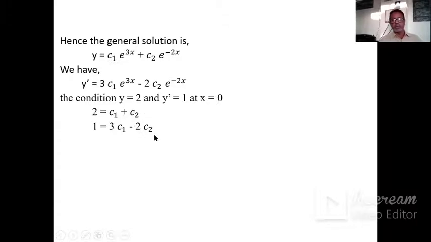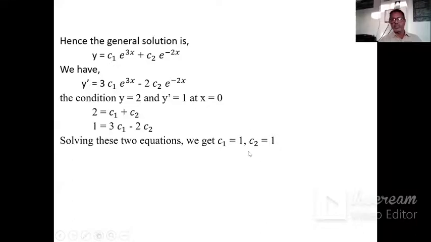We want to solve these two equations. We multiply the first by 2 and add it to the second. Multiplying by 2 gives 4, adding gives 5, and 5c1, and c2 cancels to 0. So we obtain 5 = 5c1. Therefore, c1 = 1. If we substitute this value of c1 in any one equation, we obtain c2 is also 1. So the values of c1 and c2 are 1, 1.